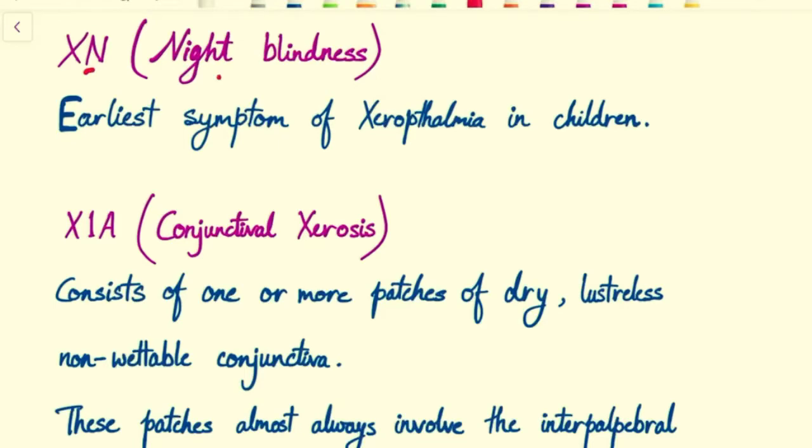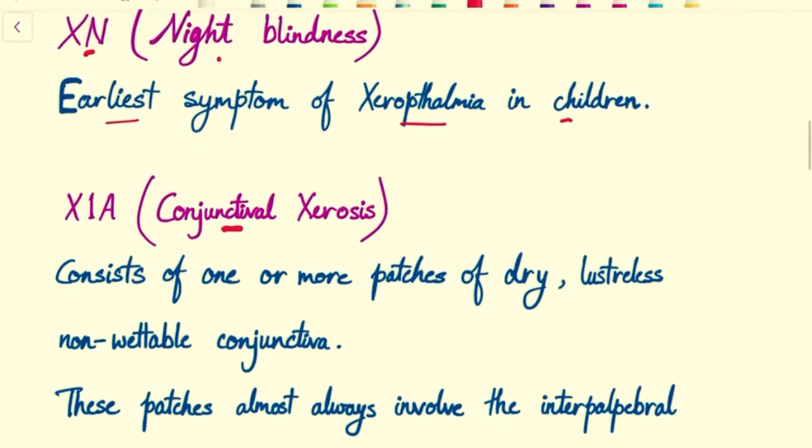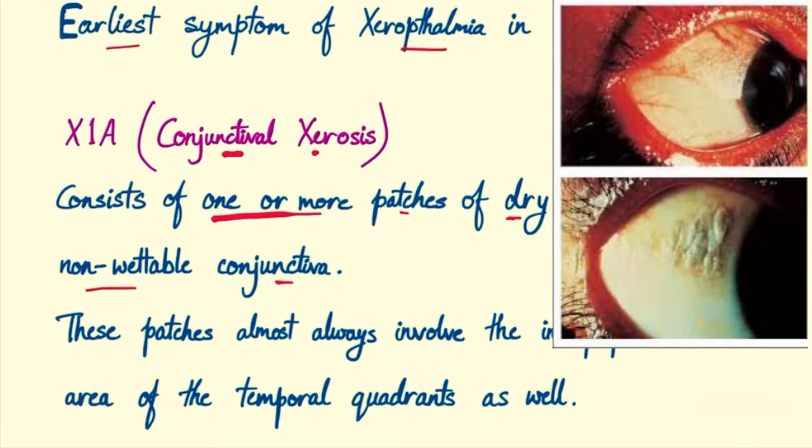XN: night blindness. It is the earliest symptom of xerophthalmia in children. X1A: conjunctival xerosis. It consists of one or more patches of dry, lustreless, non-wettable conjunctiva. These patches almost always involve the interpalpebral area of the temporal quadrants as well.